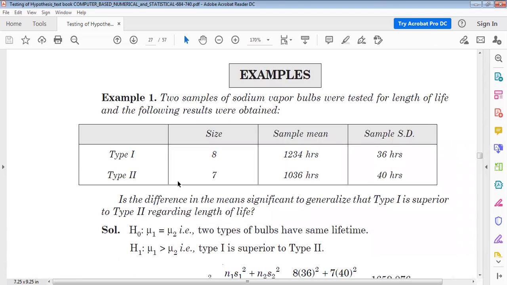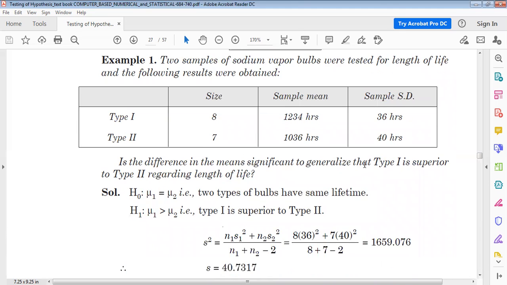If you try to understand this example, I hope everybody will understand. Suppose two samples of sodium vapor bulbs were tested for length of life and the following results were obtained. Type 1 and type 2, sizes 8 and 7. Type 1: sample size 8, sample mean 1234 hours and standard deviation 36 hours. Type 2: sample size 7, sample mean 1036 hours and sample standard deviation 40 hours. Is the difference of the means significant? To generalize, is type 1 superior to type 2 regarding the length of life?